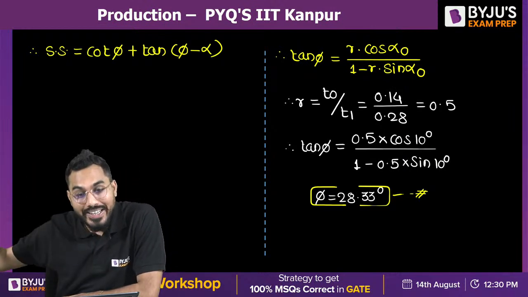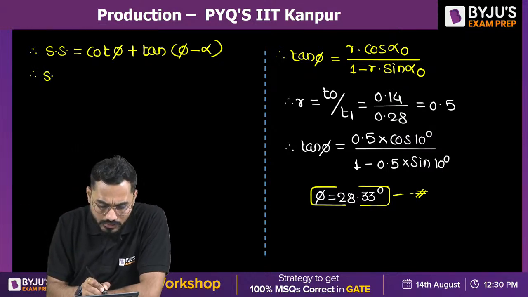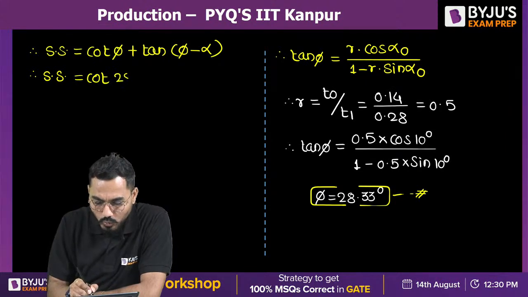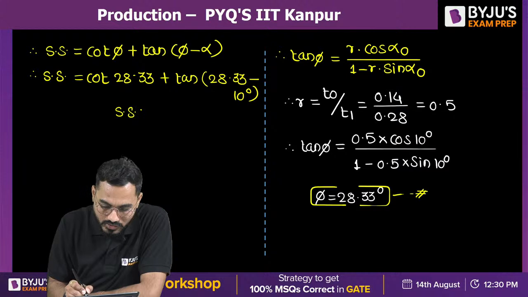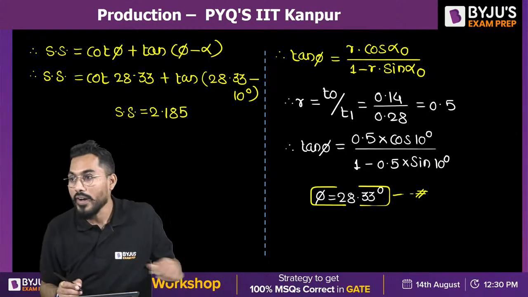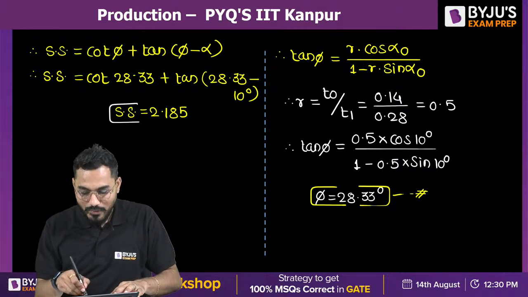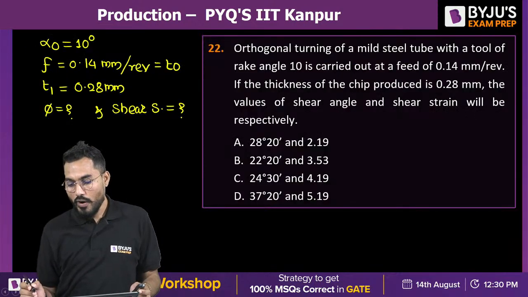Phi, the shear plane angle, is already calculated. Alpha, the rake angle, is there. So calculate it. s is equal to cot of phi, that is 28.33, plus tan of phi minus alpha, that is 28.33 minus 10 degrees. So how much is the shear strain coming? Shear strain is a unitless value: 2.185. 2.185 is the shear strain. Is it true, everybody? Yes. So this is my answer: shear strain is 2.185.